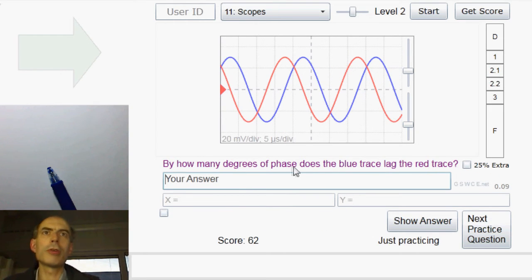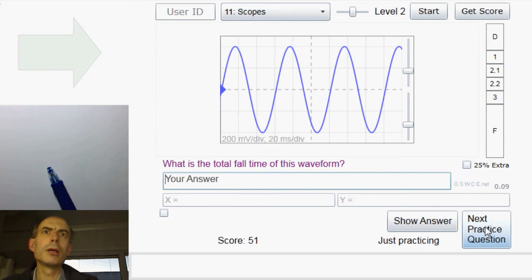Now, how many degrees of phase does the blue trace lag the red trace? And lagging means comes after. Time is going this way, so the blue waveform does indeed come one division after the red trace. Now, the period is 1, 2, 3, 4 divisions. So if the blue is coming one division, that's 1/4 of a period. 1/4 of a period would be 1/4 times a whole cycle, 360. That's 90 degrees. The blue is lagging.